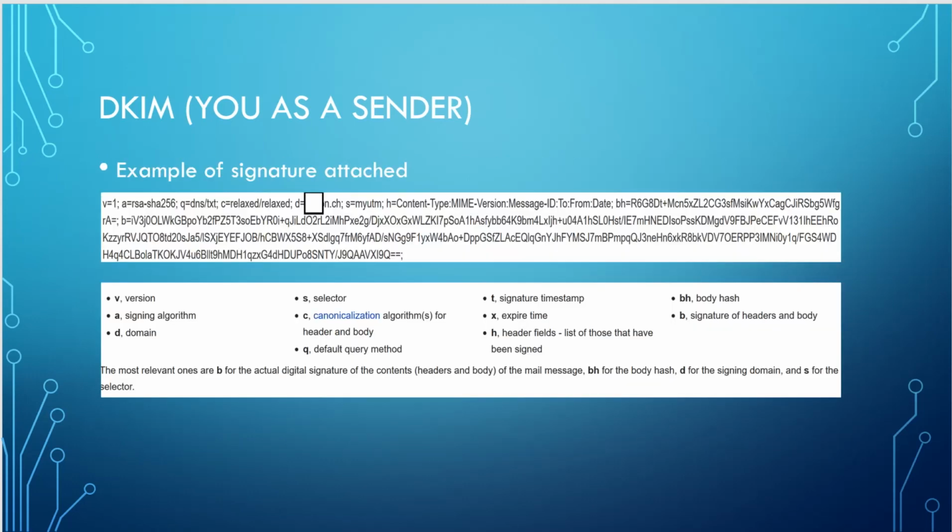Now, as a sender, you have an example here of a signature attached by my system that created this signature when I send an email. And you have an extract of Wikipedia here, which says that the most important parameters here are the b for the digital signature, the bh for the body hash, the d for the signing domain, and the s for the selector.